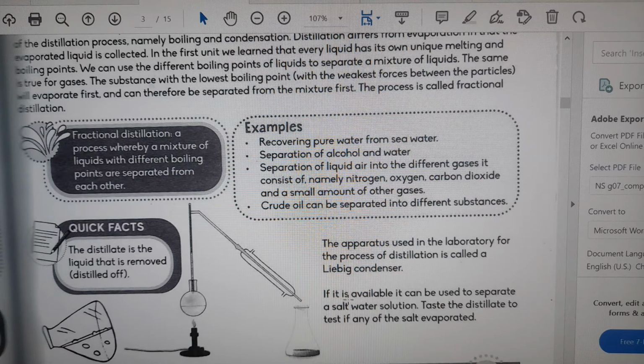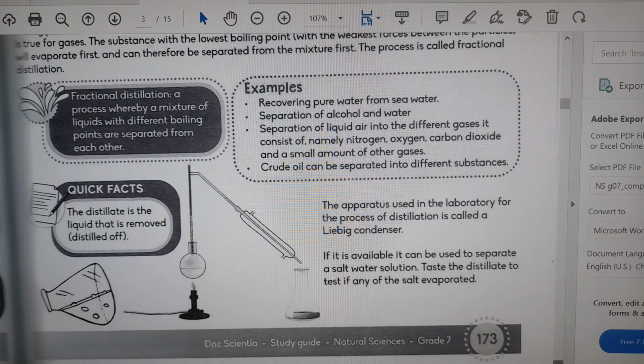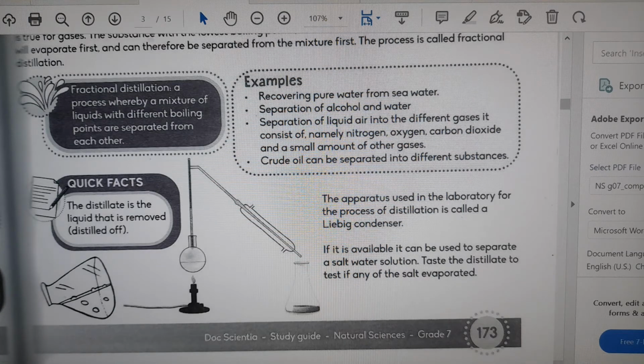If it is available, it can be used to separate a salt water solution. Taste the distillate to test if any of the salt evaporated. So the apparatus is the Liebig condenser. Okay, the distillate, you must know what it is, and the fractional distillation, what it is, and the examples.